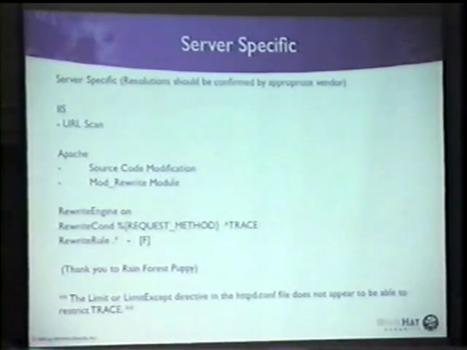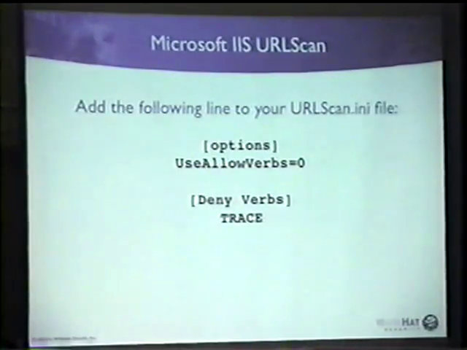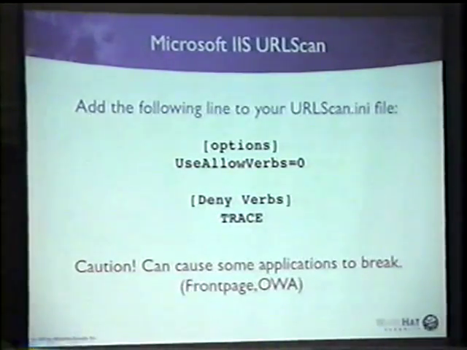Here are some server-specific issues that you can use to fix this; the code demo will be coming, I promise. IIS URLScan, and with Apache you can modify the source, using some mod_rewrite rules that RFP gave us. The Limit directive that we were trying to play with in Apache didn't work the way we would like, so the only way to limit trace in the code is actually a mod_rewrite hack, really. The URLScan configs deny the verb TRACE, and once again, it might affect some FrontPage stuff.